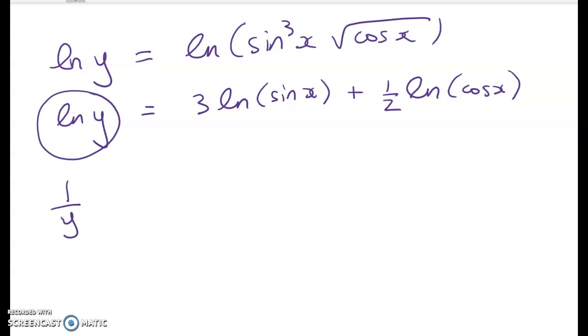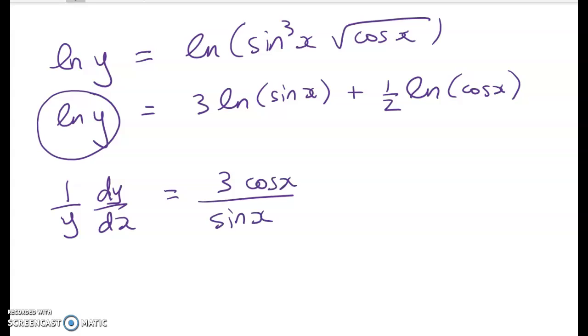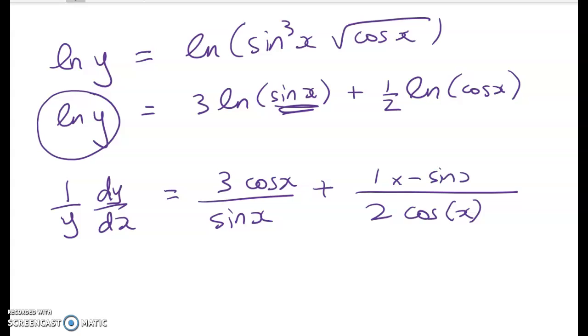Differentiating with respect to x, we get 1 over y times dy by dx. And here we'll get 3 over sine x times cos x, the derivative of sine x, plus 1/2 over cos x times negative sine x. And that has to equal 0.